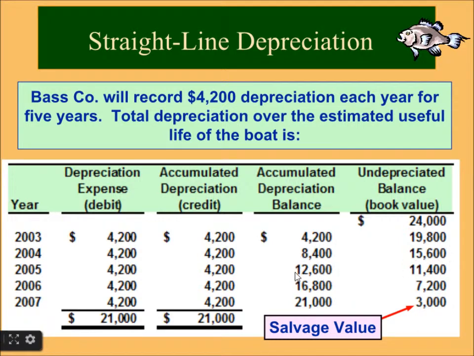Similarly, the accumulated balance is the total of the past 3 years, which is 12,600. We'll again deduct it from the undepreciated balance, and we'll get 11,400. Similarly, we'll do this for each year. We'll deduct from the book value, and we'll get the final salvage value, which is $3,000. At the end of 2007, the salvage value is 3,000.